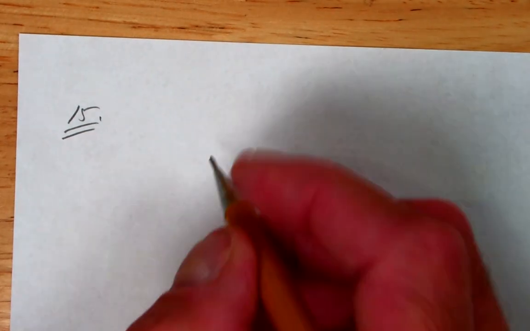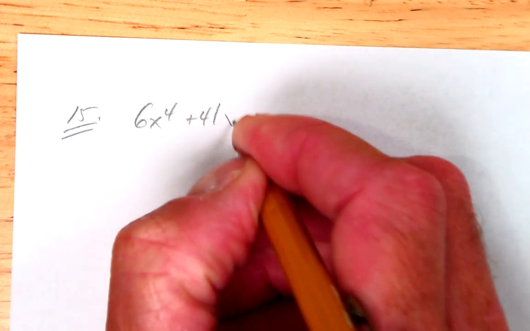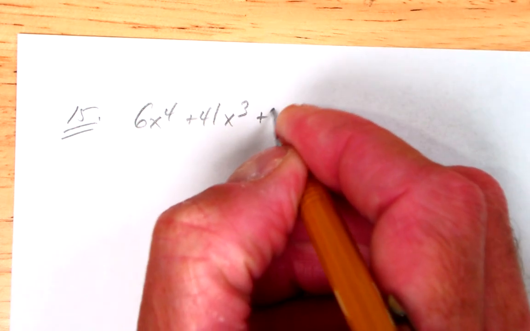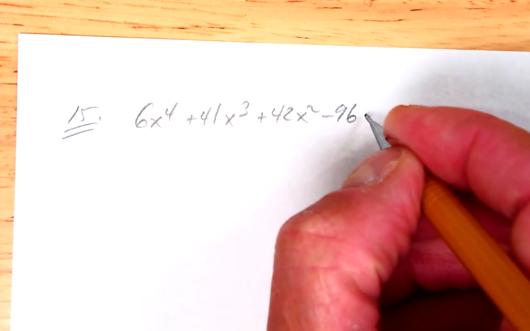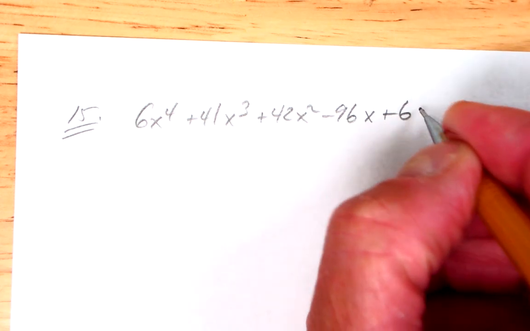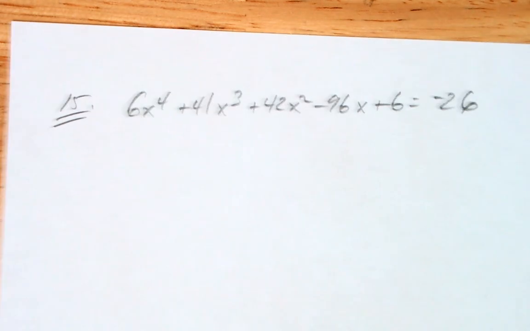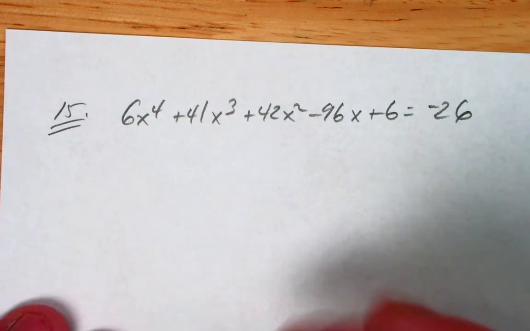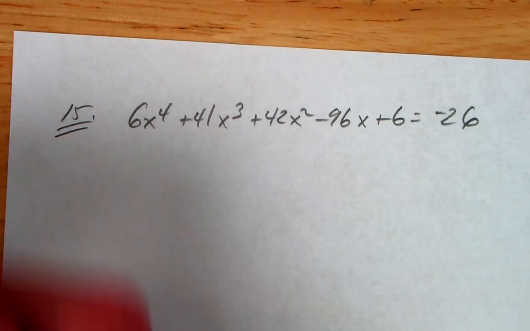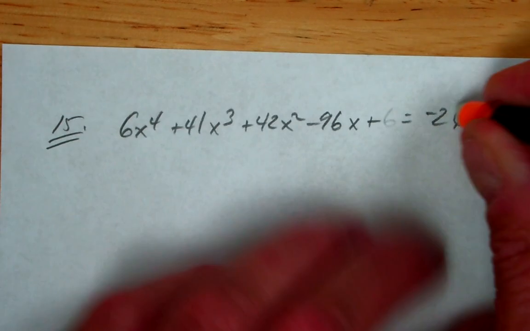Okay. So on this particular one, I've got 6x to the fourth plus 41x to the third plus 42x squared minus 96x plus 6 equals negative 26. Okay. So if I'm going to solve this, what's the first thing I need to do? Add 26. So I'm just going to go ahead and erase this so I don't have to move the whole thing over again and rewrite the whole thing.